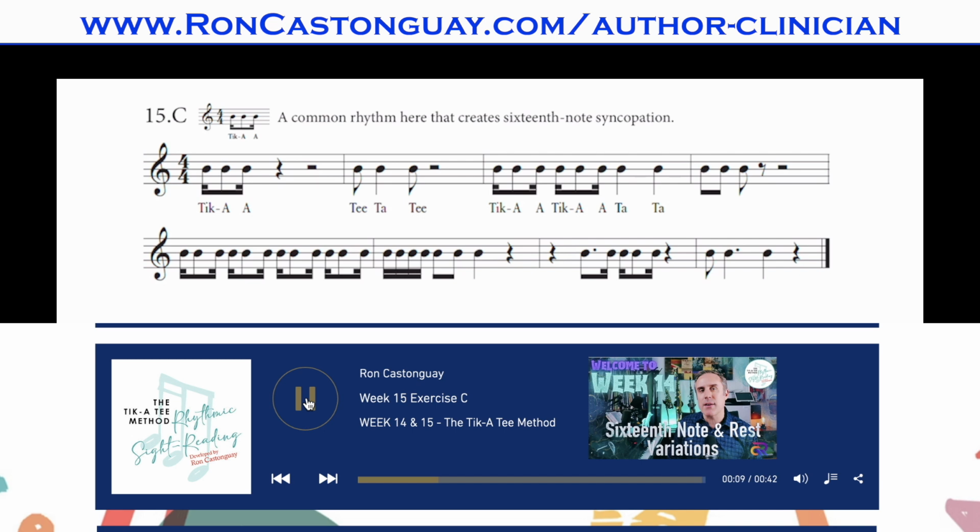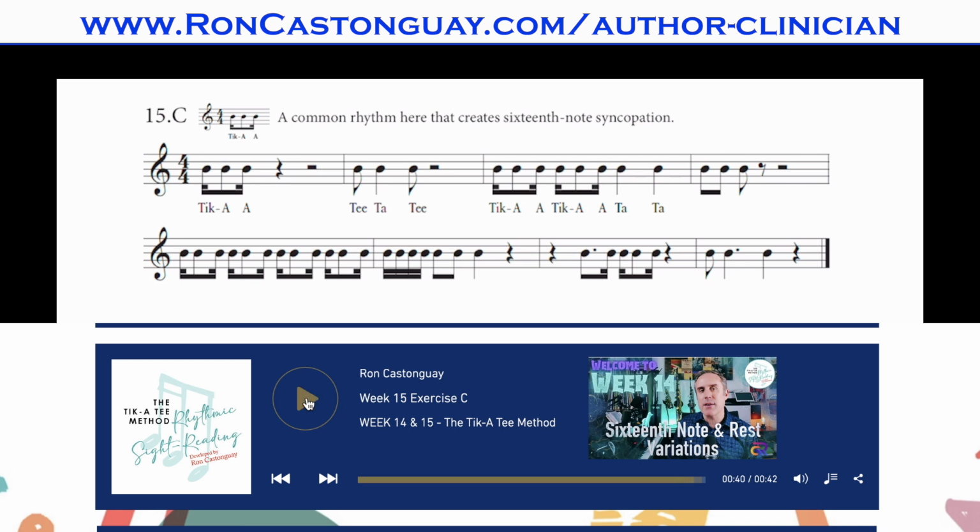One, 2, 3, 4. Tik-A, ti-ta, ti. Tik-A, Tik-A, ta, ta, ti, ti, ti. Tik-A, a Tik-A, a Tik-A, a Tik-A, a Tik-A, Tik-A, T, T, ta. T, a Tik-A, a T, ta, ta.